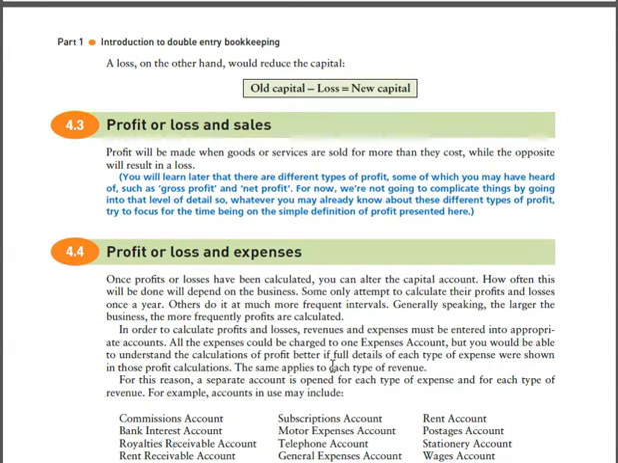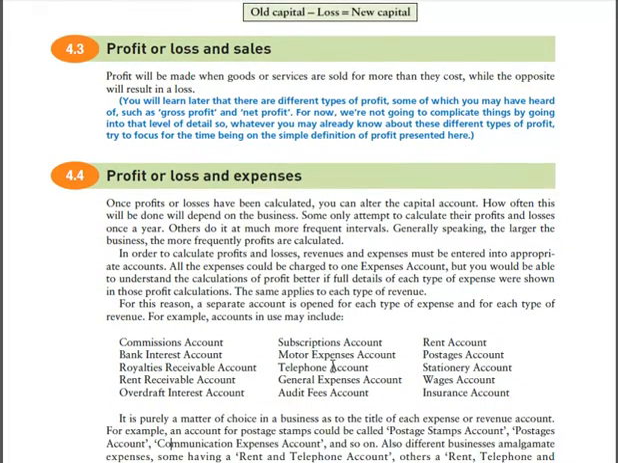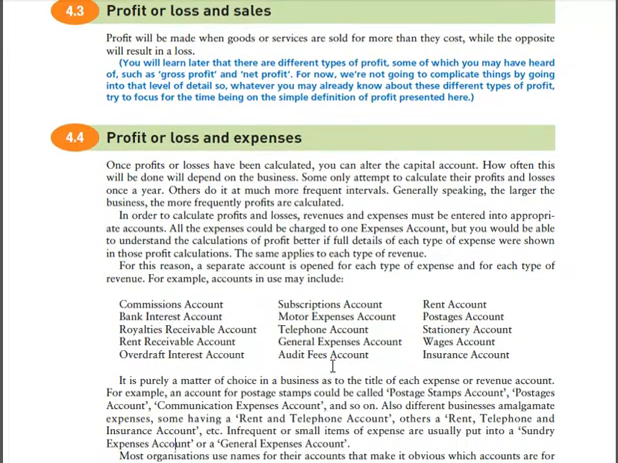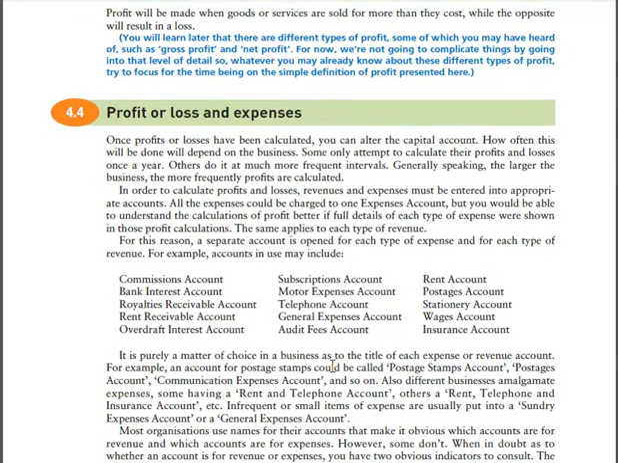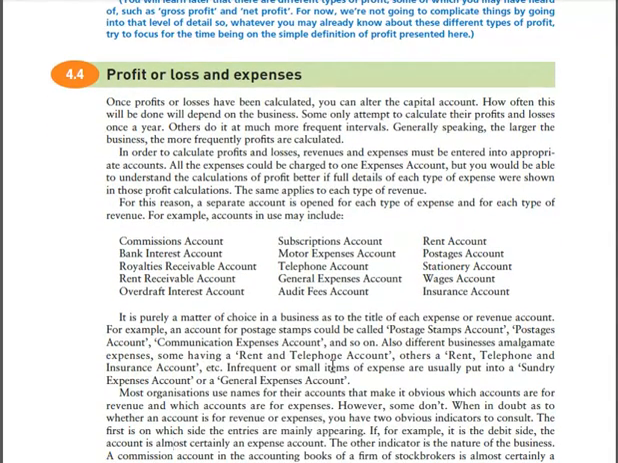Now, profit or loss and expenses. So sales was the revenue element. Now, if we look at expenses, once profits and loss have been calculated, you can either alter the capital account. How often this will be done will depend on the business. So generally, in the second chapter, we only focused on three accounts, which were the asset, capital, and liability.